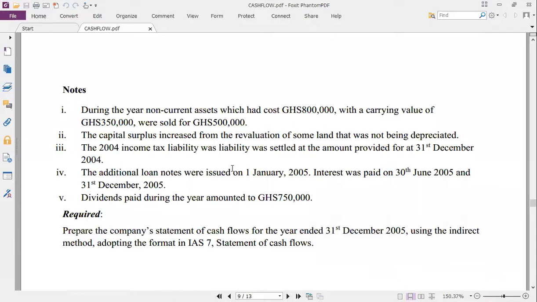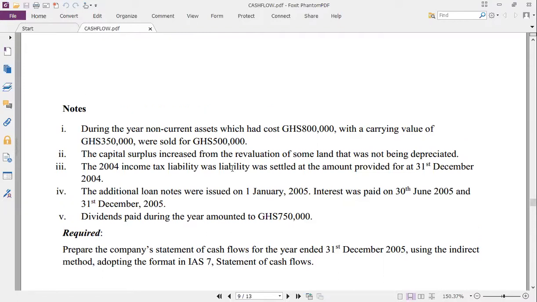Prepare the company statement of cash flow for the year ended 31st December 2005 using the indirect method. Great. Now since we have to go through the footnotes one after the other, note 1 states that during the year, non-current assets, which are at a cost of 800,000, with a current value of 350,000, were sold for 500.